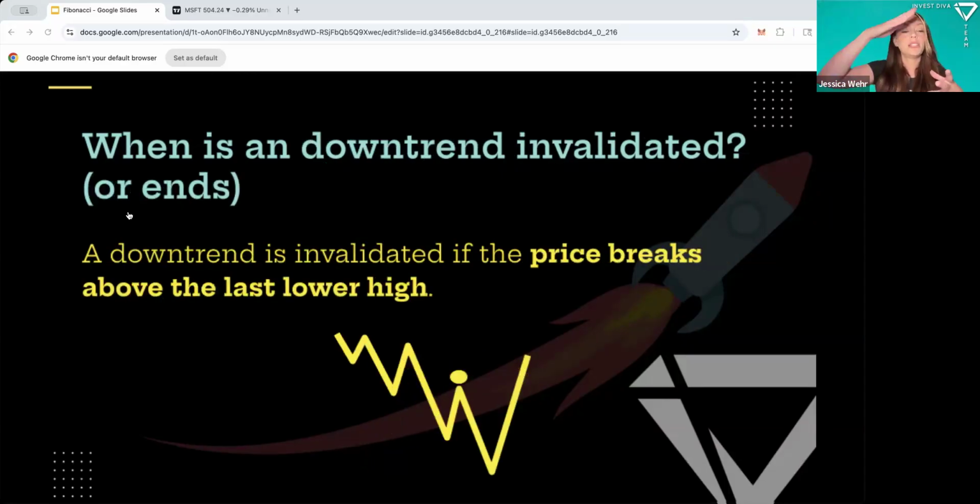On the reverse, a downtrend. What's a downtrend? It's lower highs and lower lows. This low is lower. This high is lower than this high. This high is lower than this high. This low is lower than this low, right?